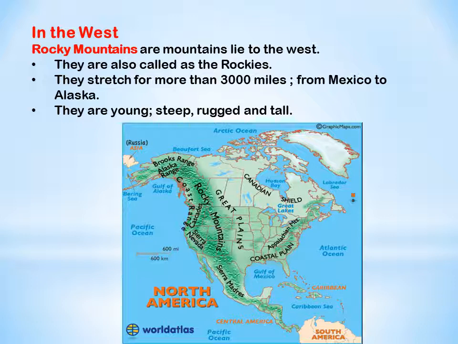Traveling west from the interior plains, you see many different landforms. There are tall mountains, deep valleys, green forest, vast deserts, and also miles of rocky coastline. The first mountains that you see in the west are the Rocky Mountains. These mountains are also called the Rockies, and they form North America's longest mountain range, or group of connected mountains. The Rocky Mountains, by the way, are young mountains, and they are steep, rugged, and tall.